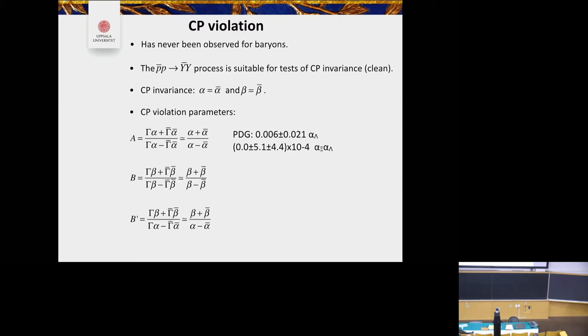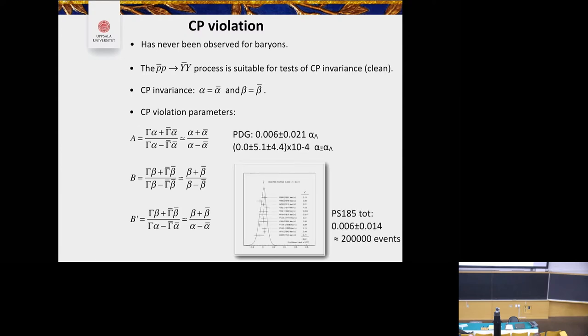There is a value which is 5 × 10⁻³ from the Silex, I think, experiment, but they measured the product of the asymmetry parameter of the cascade and the lambda. And for fun, I took all the PS1 data, 200,000 events, and you get a precision, or an upper limit, of the order of 1.5%, or 1.4 × 10⁻².